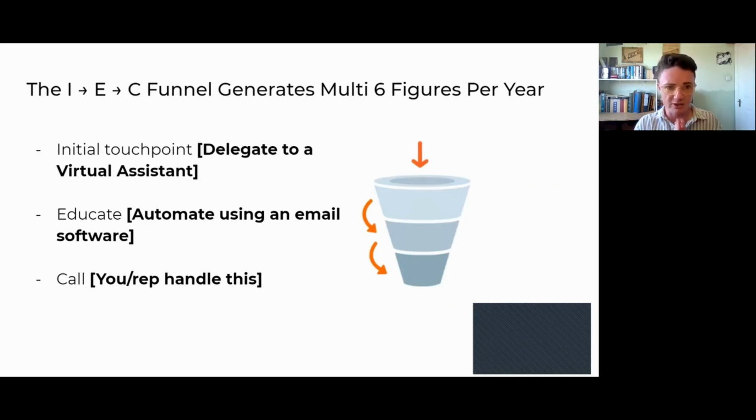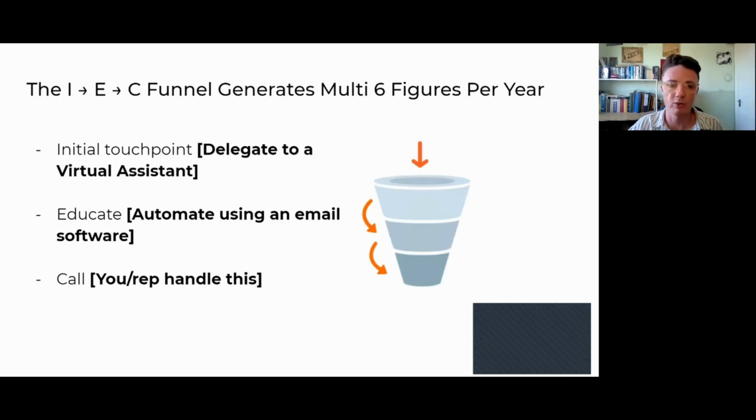So initial touch point is delegated, educate is automated, and then the call is not so much delegated or automated, right? This is going to be yourself, or if you have a sales rep or just a team member that knows a lot about what your offers are and who you provide that to and how to find a good client for you. So this is what we call, again, that 50-50 approach, delegated, but also automated. Now, very key that we have both here.